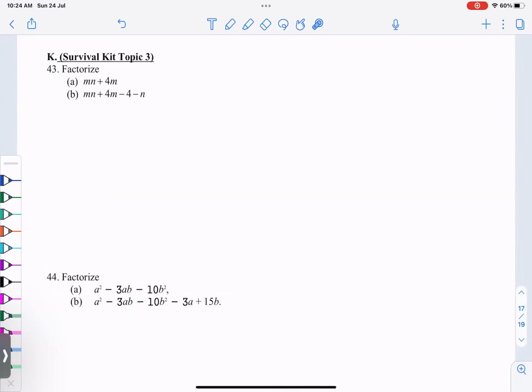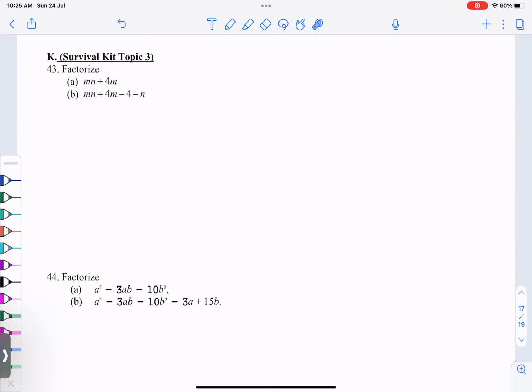As said in the previous video, we'll continue with the Form 3 Math Survival Kit topics. So now we are on topic 3 actually. This is about factorization. It's just written here. So how does factorization work?